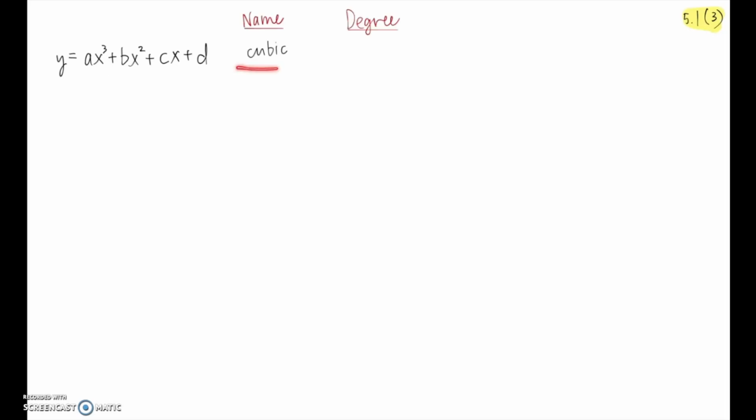So the name of this type of function is cubic. Do you remember what the degree of any polynomial function is? It's always the highest power on the variable. So the degree of this function will be 3.